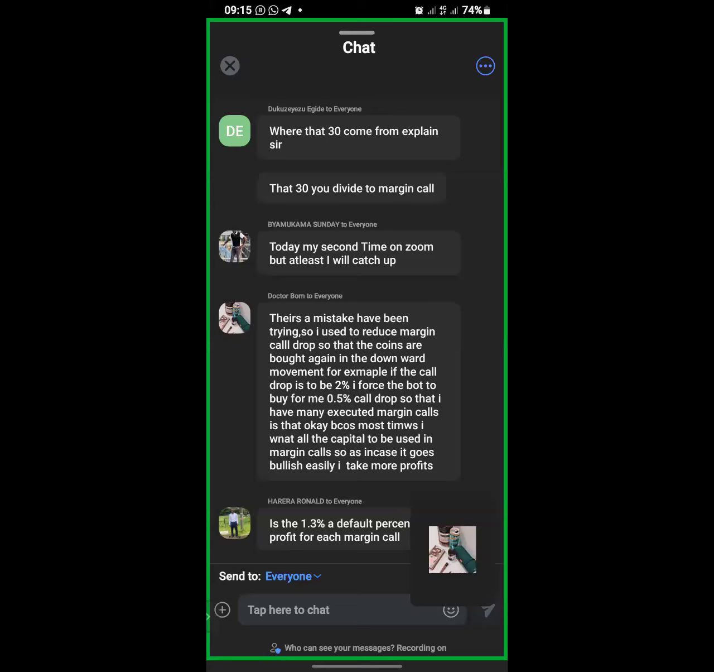Then there is a mistake I've been trying. I used to reduce margin call drop so that the coins are bought again in the downward movement. For example, if the call drop is 2%, I force the bot to buy. When you do that, that means you're not confident of what you're doing. You're panicking. Because when you reduce it, if the market falls rapidly, it will just go through. Only one candle will buy all the calls. So you'll find that you're not covered. It will go through your calls and go beyond your margin call drop.